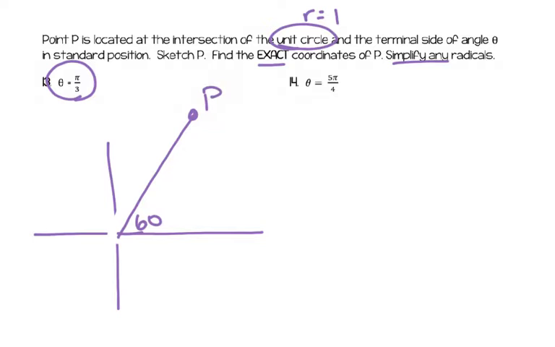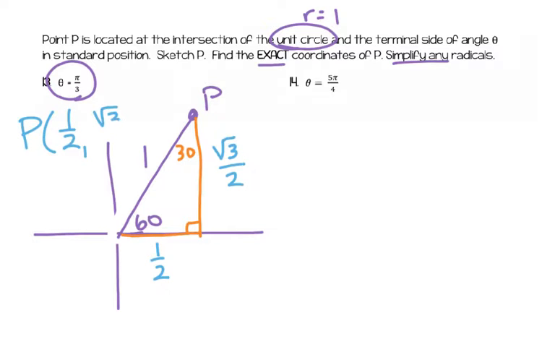This is P. This is 1 because it's a unit circle. So I'm looking at this triangle right here. It's a 30, 60, 90 triangle. So because it's a 30, 60, 90 triangle, my shorter leg, which is x, is going to be 1/2. And then my longer leg is going to be 1/2 times square root of 3, so square root of 3 over 2. So when I go to write P, everything's in the first quadrant, so it's going to be positive 1/2, positive square root of 3 over 2. And that would be the exact coordinates of P.